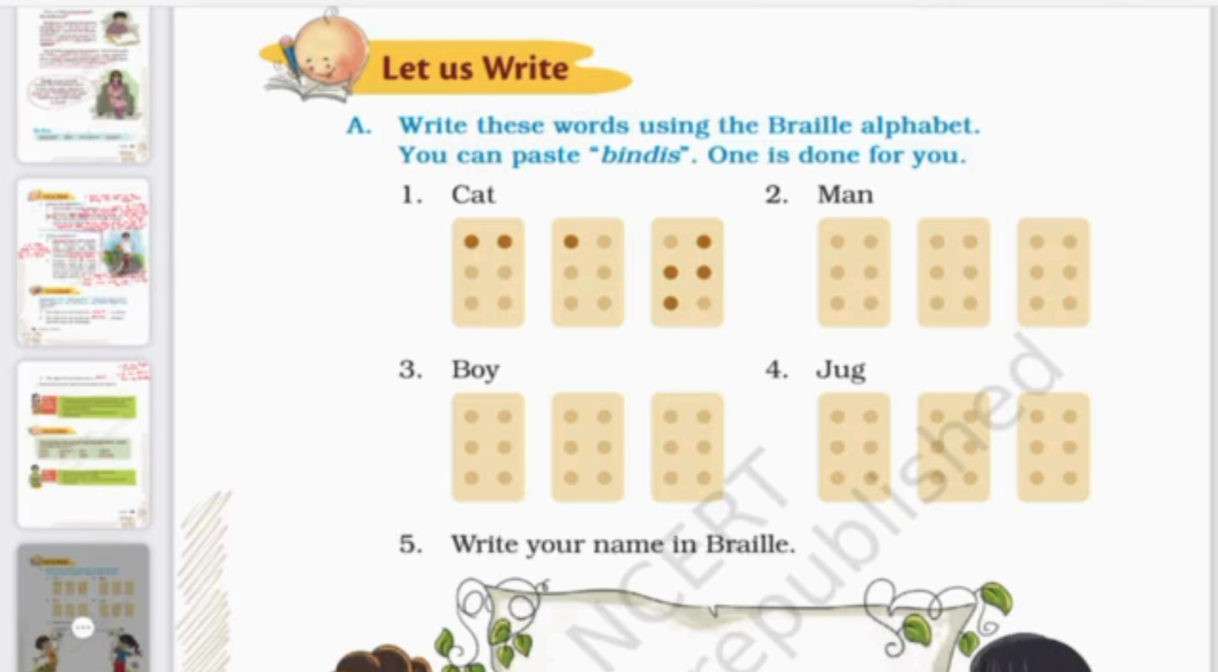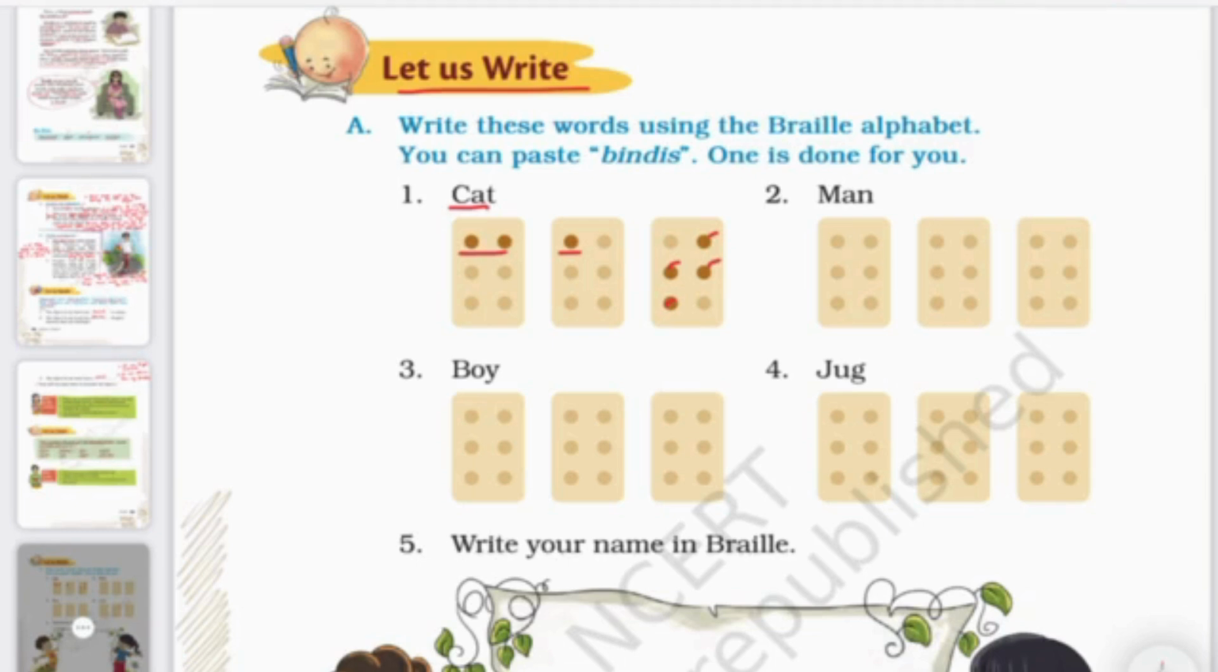Next, let us write. Write these words using the Braille alphabets. You can paste bindis. One is done for you. Cat. How can you write cat using the Braille alphabet? First one is C. C means two dots. Using bindis, we paste these two dots. Next, A. Only one bindi, we paste it here. Next one is T. T is four bindis. 1, 2, 3, 4. Like this, we write using the Braille alphabet.